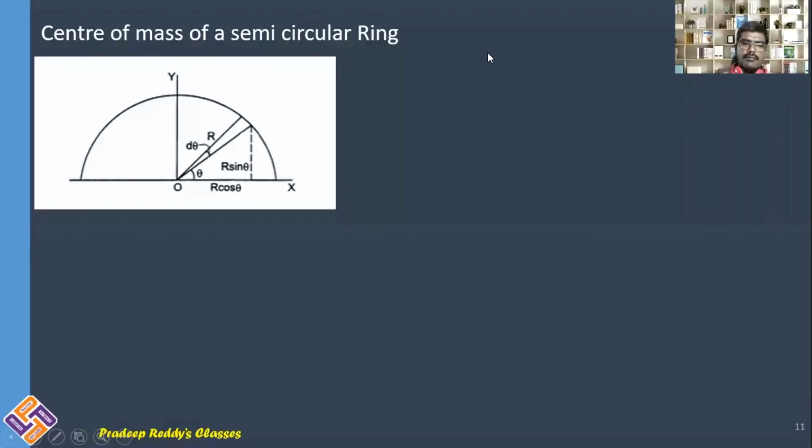Students, just like we have seen how to calculate the center of mass of a rod, in the same way we will be calculating the center of mass of a semicircular ring also. This is a semicircular ring. Here is a ring, and its mass is distributed from here to here, right? And in this we are choosing a very small element. Its length is a d, its mass is dm, and it is distributed along this angle d theta. This mass is being distributed along the angle d theta.